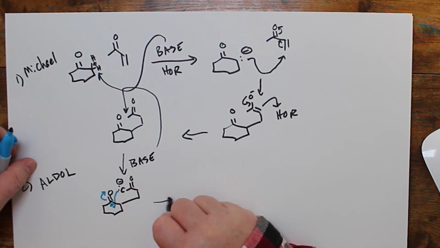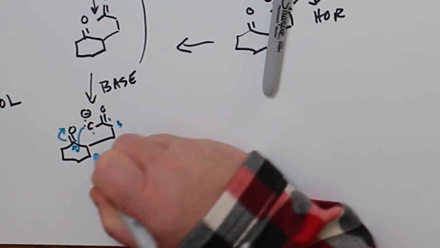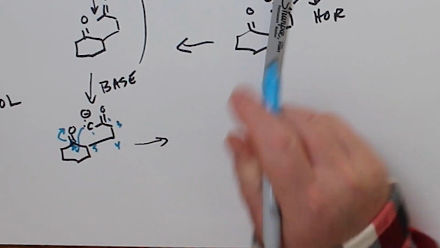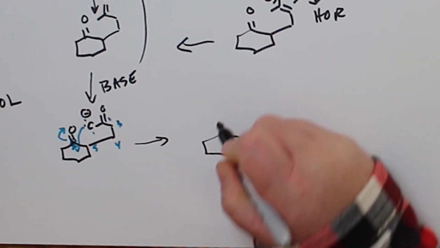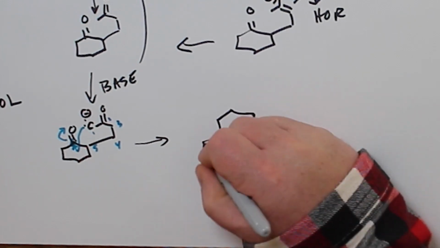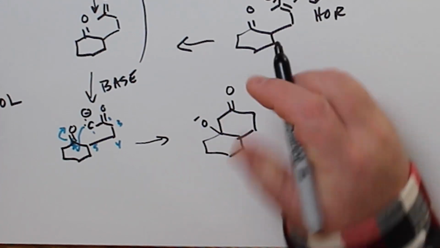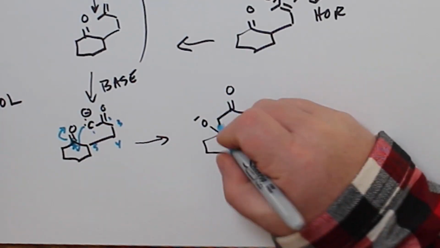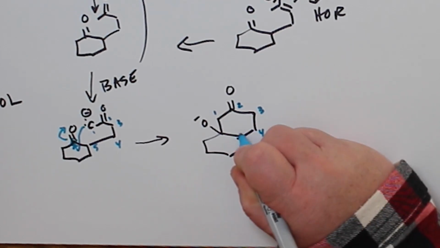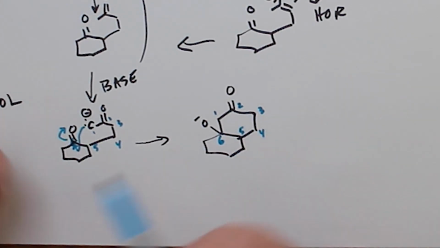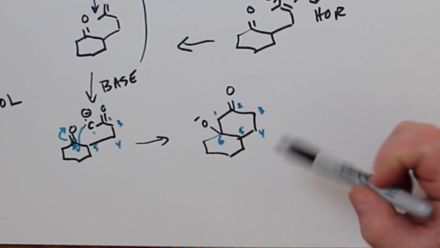And let's number the carbons here. 1, 2, 3, 4, 5, 6. So I'm going to make a 6-membered ring. So this was carbon 1, this is carbon 2, 3, 4, 5, and 6. So carbon 1 attacked carbon 6. The electrons went up onto the oxygen to make this compound.